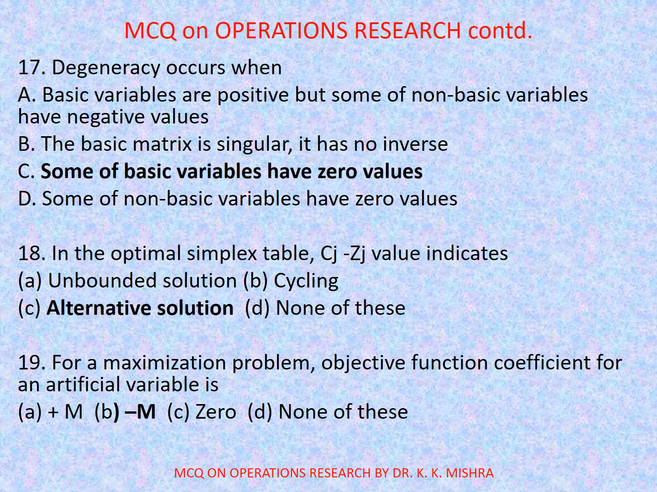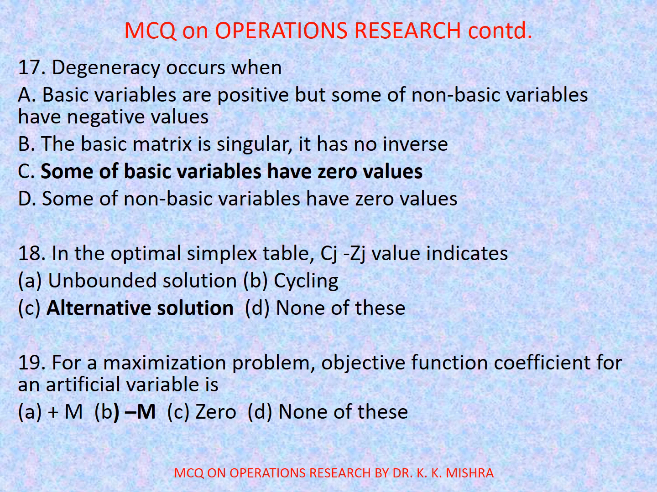Question number 17. Degeneracy occurs when options are A, basic variables are positive but some of non-basic variables have negative values. B, the basic matrix is singular, it has no inverse. C, some of basic variables have 0 values. D, some of non-basic variables have 0 values. Correct option is C, some of basic variables have 0 values.